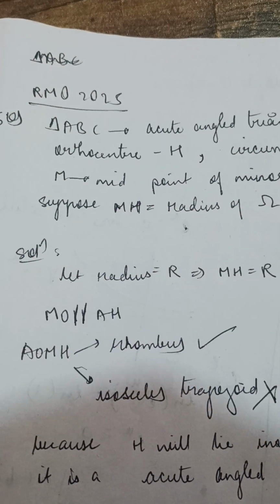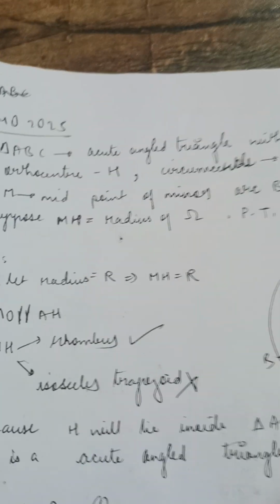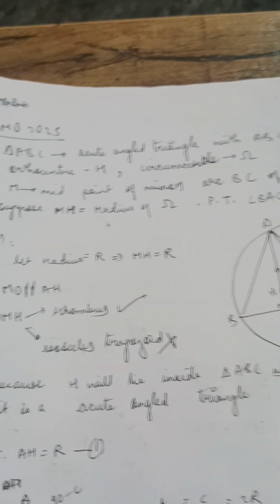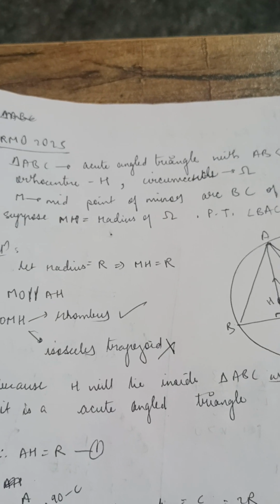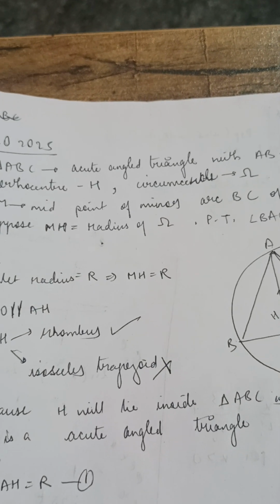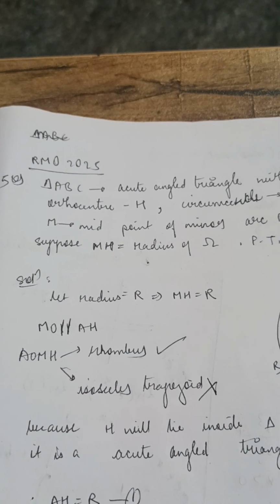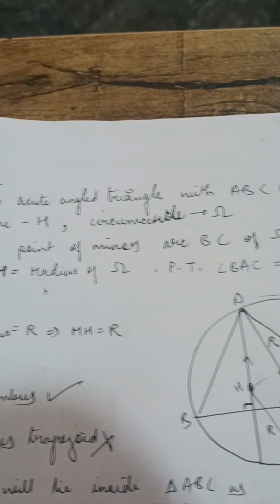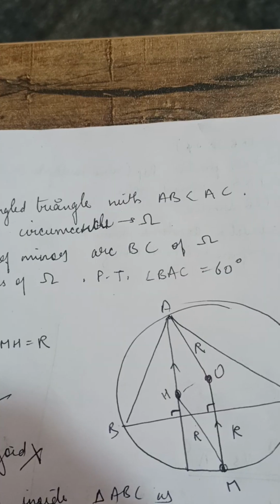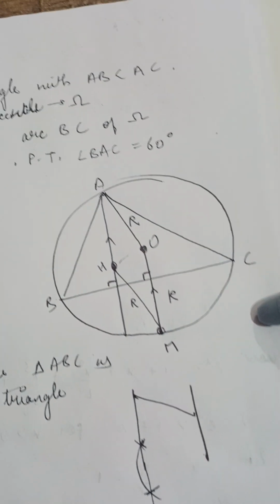The problem states that we have triangle ABC, which is an acute angle triangle with AB less than AC, orthocenter H, circumcircle rho. M is the midpoint of the minor arc BC on the circumcircle. Suppose MH is equal to the radius of the circumcircle, which is given, and we need to prove that angle BAC is equal to 60 degrees. So I will take you to the geometry part.